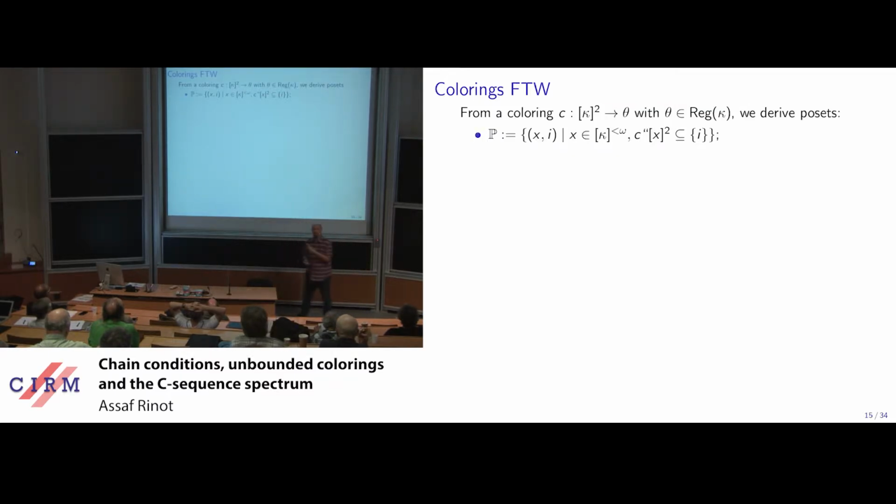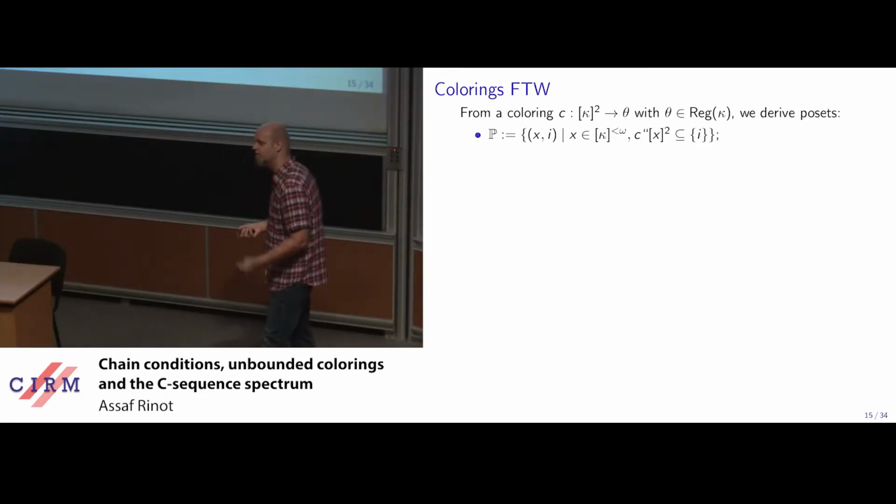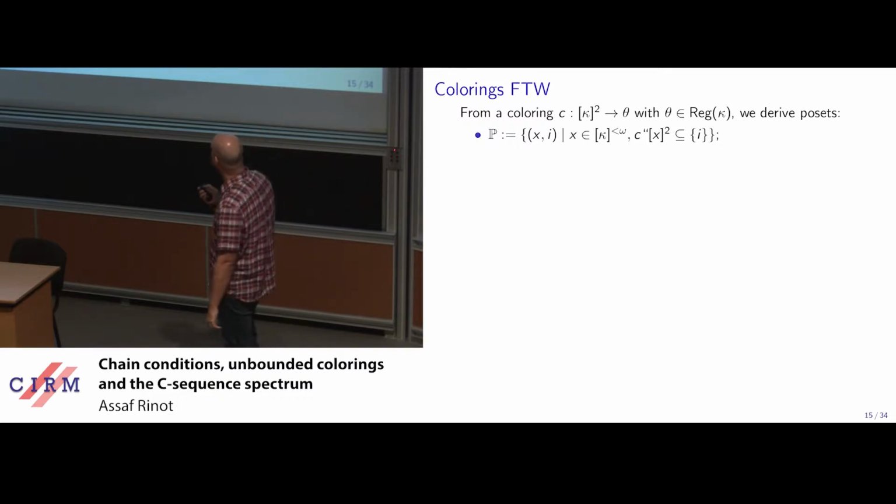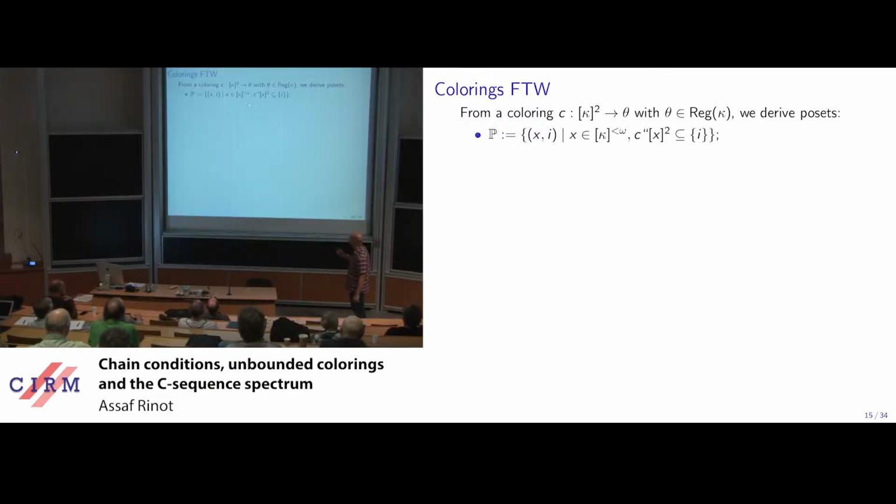So here, this is Galvin's poset. I'm starting with Galvin's poset. You start with any coloring c of pairs of kappa in theta many colors, theta some regular cardinal below kappa, and we derive the following poset. You look at all possible pairs (x, i), where x is a finite subset of kappa and i is some fixed color, but you only look at those x's which are homogeneous for c, actually getting color i. Maybe x is the empty set, then there's no problem. Maybe it's a singleton, but as soon as there are two elements there, then all the colors they get is always i. This is the definition of Galvin of the poset.